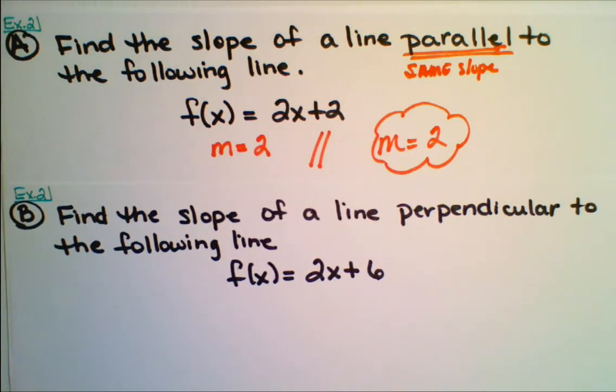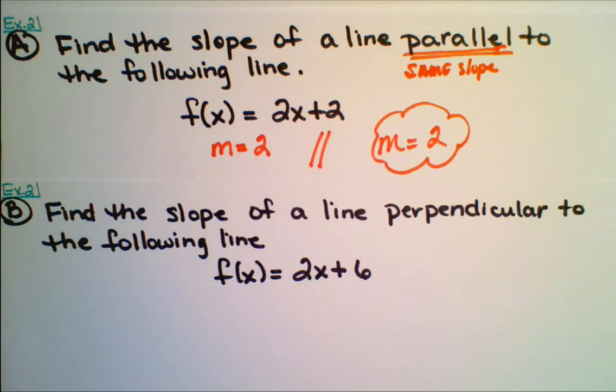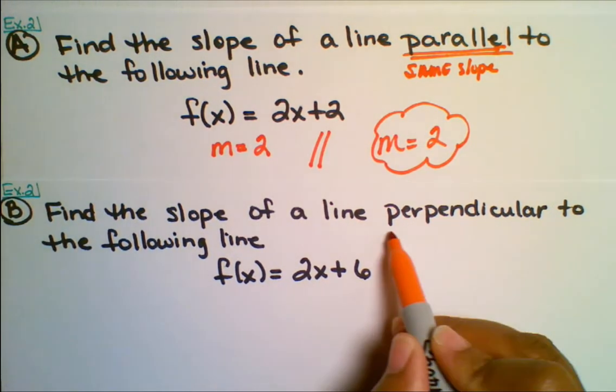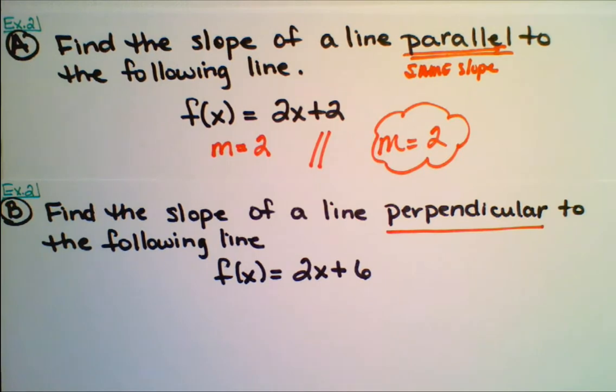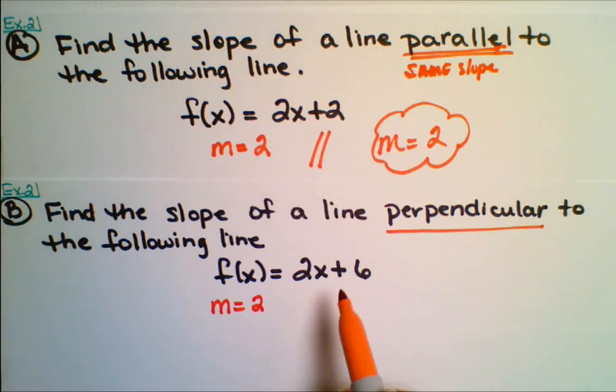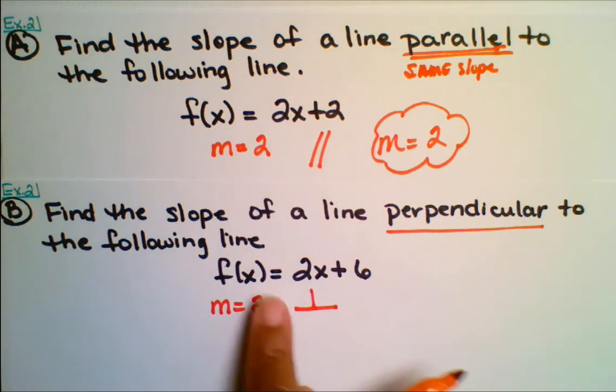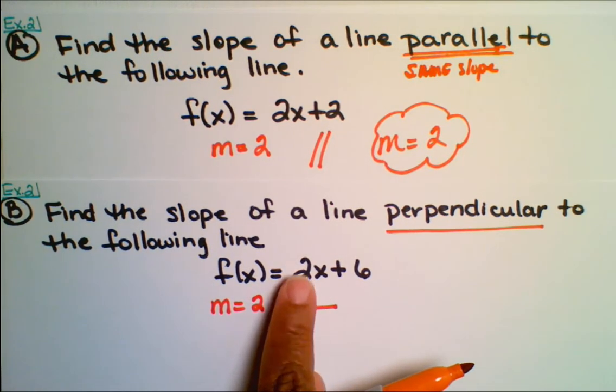Next example. Find the slope of a line perpendicular to the following line. So let's look at the original equation. f of x is equal to 2x plus 6. So the slope of this line is 2, but this time we're looking for another line and its slope will be perpendicular to this line or this equation.